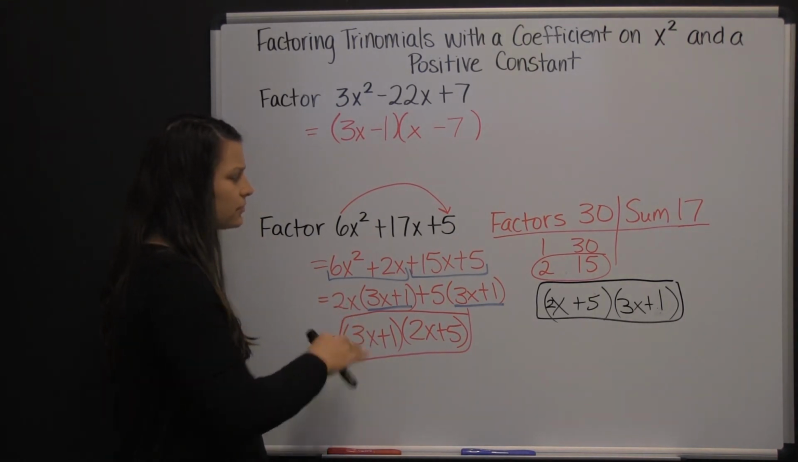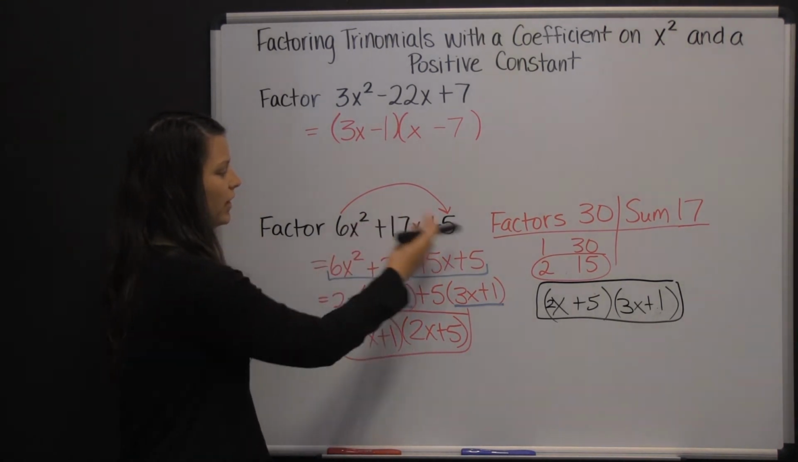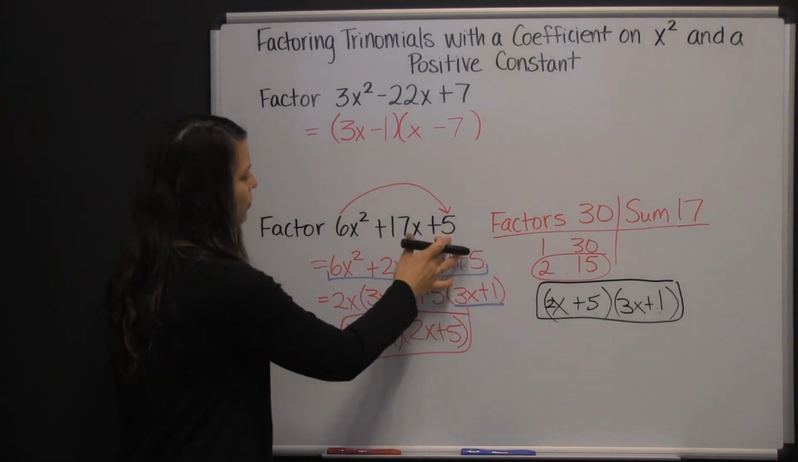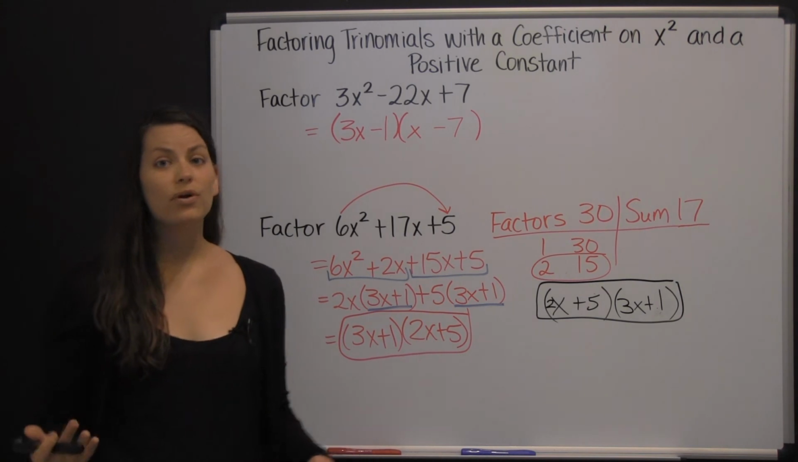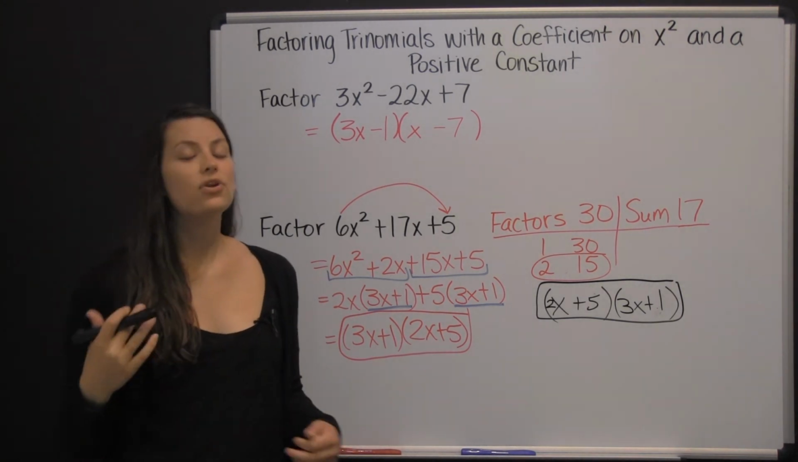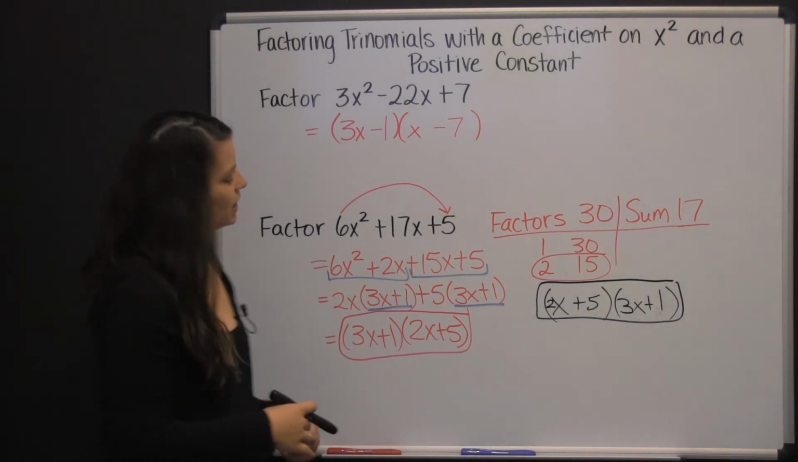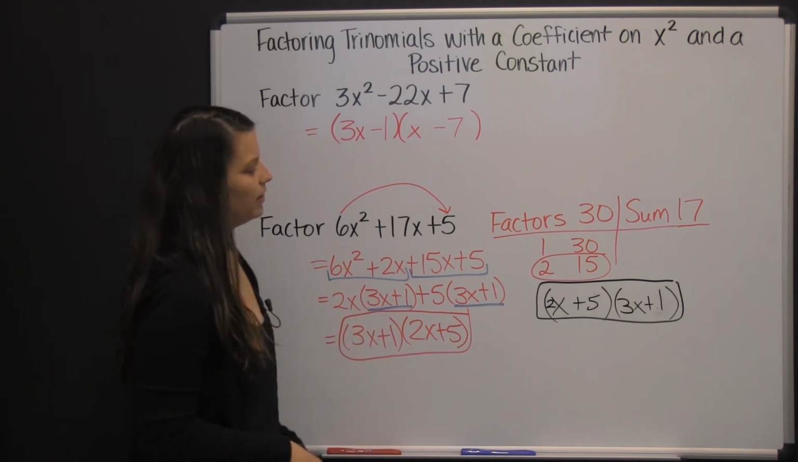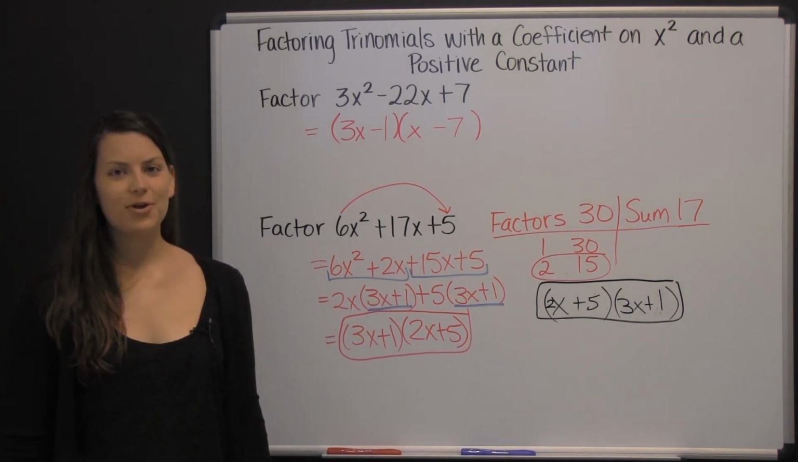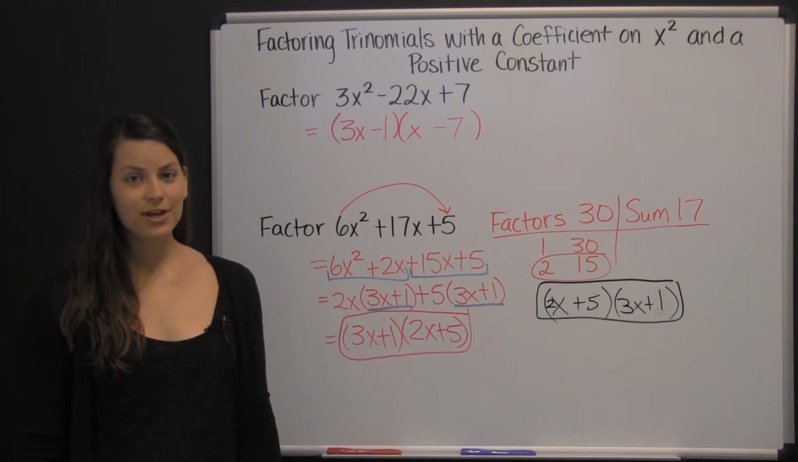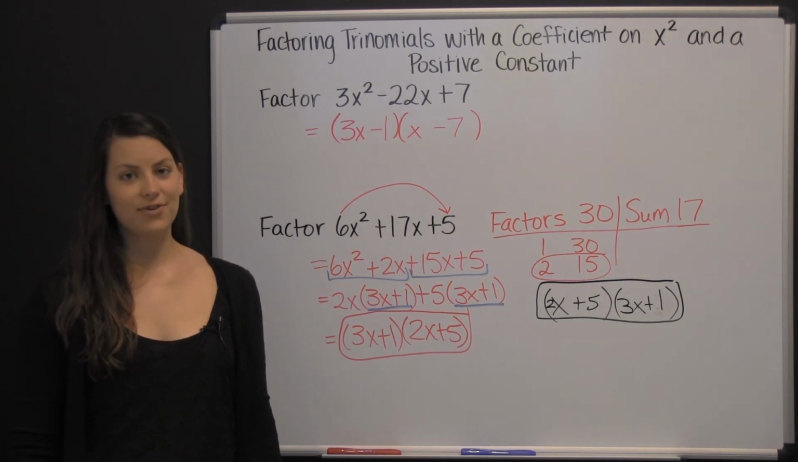And then if your numbers are even bigger than they are here, and they have even more factors, your first term and your last term, if they have even more factors, then it gets even harder to guess and check. So that's why I like this factoring by grouping method. So there you have factoring trinomials when you have a coefficient on x squared and a positive constant.